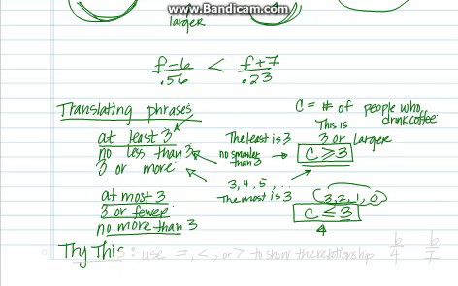Now for our try this question, I want you to use equal to, less than, or greater than to show the relationship between b over 4 and b over 7.